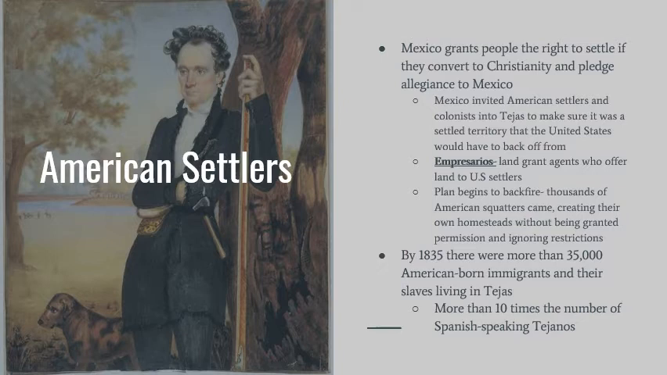Thousands of American squatters now came, carving out their own homesteads without anyone's permission. By 1835, there were more than 35,000 American-born immigrants and their slaves living in Texas. That means there were more than 10 times the number of Spanish-speaking Tejanos.